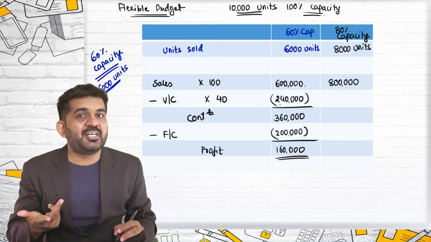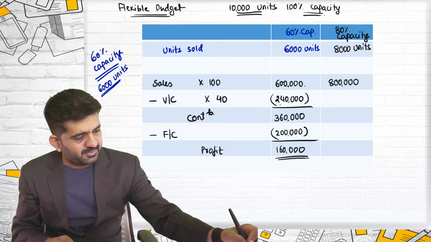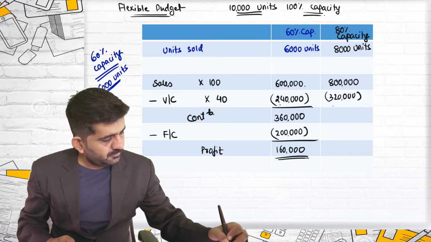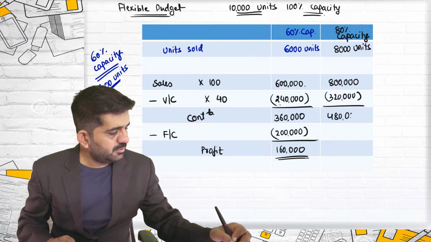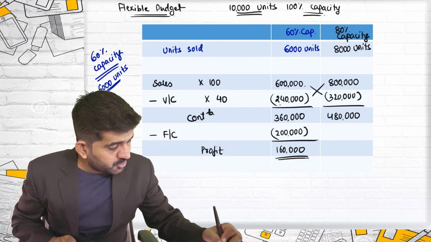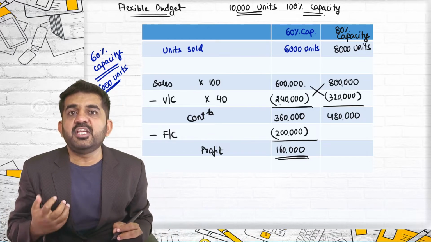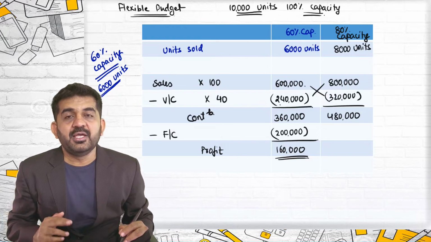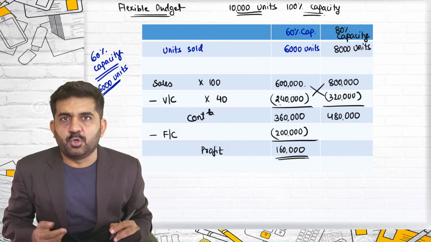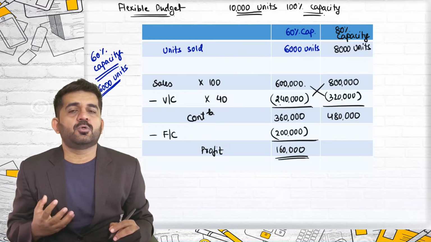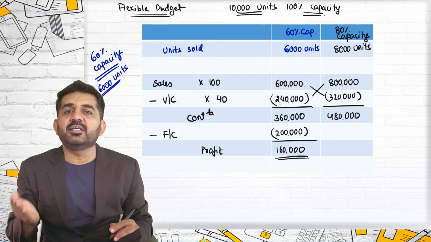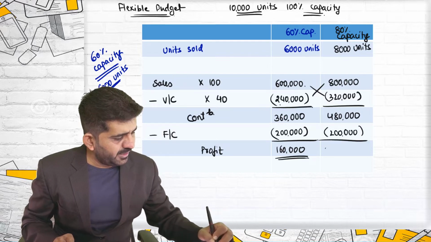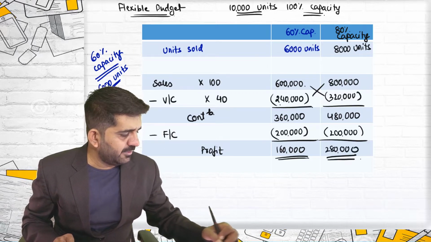Variable cost, if it is given as changing, then I will change it. Otherwise, I'll keep it as it is. It is 3,20,000. See, variable cost is proportionate to sales because this is the nature of variable cost. It increases with an increase in units sold and decreases with a decrease in units sold. Fixed cost remains fixed whether you increase or decrease the production. So fixed cost is going to remain the same, which is 2 lakh. So your profit will be 2,80,000.